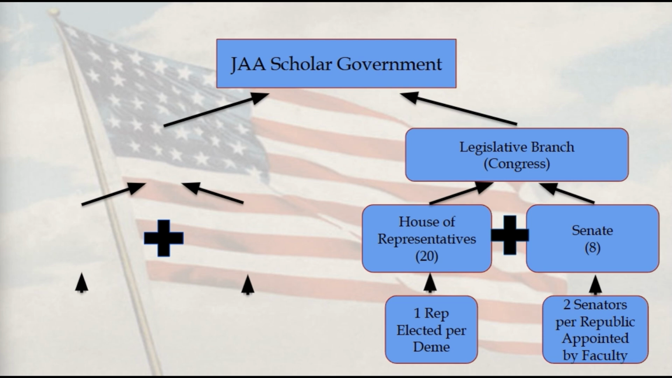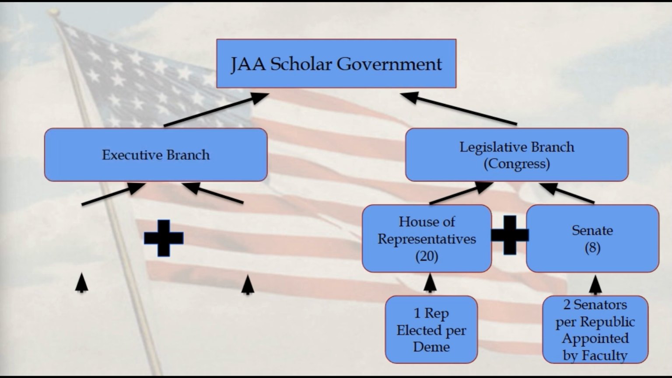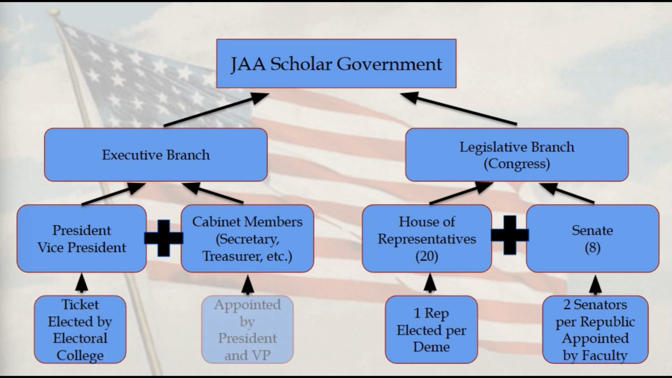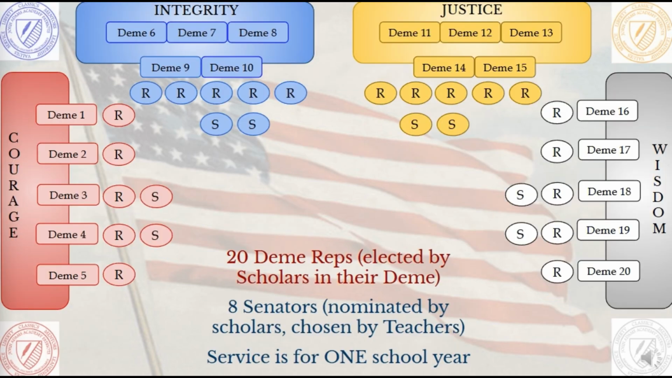The second branch of government is the executive branch. The executive branch is made up of a president and a vice president, and their appointed cabinet members. The president and vice president run together as a single ticket. After they are elected, they appoint their own cabinet members. So let's go through these elections one by one.